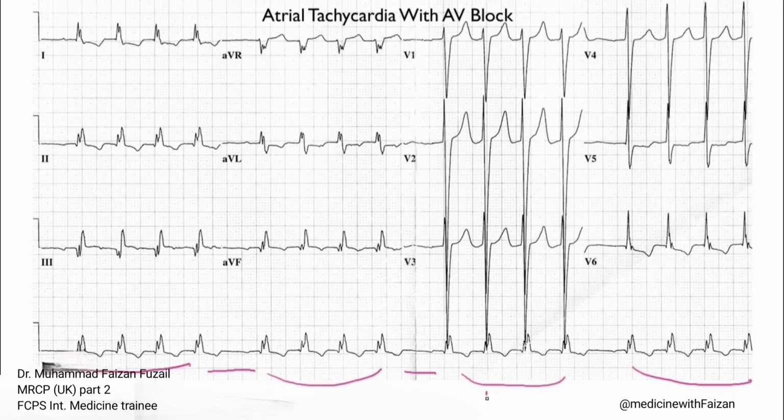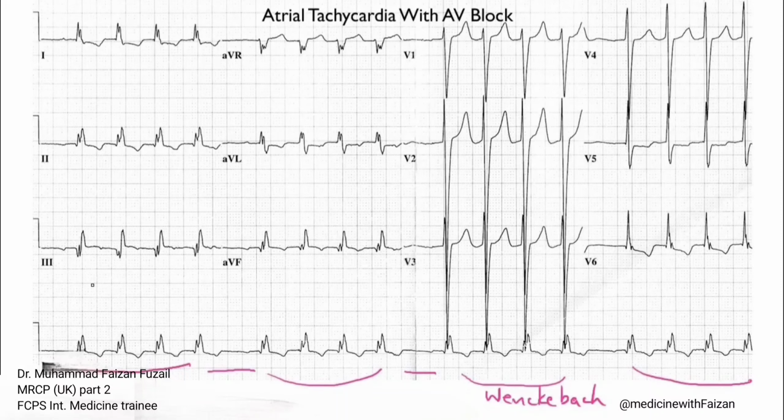Now when you hear group beating, you should think AV block. You have to start to think of Wenckebach, because type 1 second-degree AV block often presents with group beating. And I tell people, when you see group beating, the first thing you have to do is look for P waves and see if you have AV block going on.